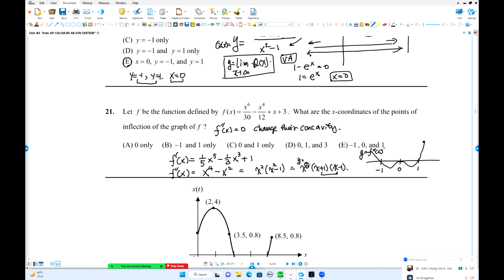Now check out their concavity. This is positive, concave up, concave down. Yeah, this point is an inflection point. This is concave down, another concave down, that is not an inflection point. Concave down, concave up, they change their concavity. This is an inflection point. We have two inflection points. When x equals 0, there is no inflection point, okay? So 1 and negative 1 only, okay?